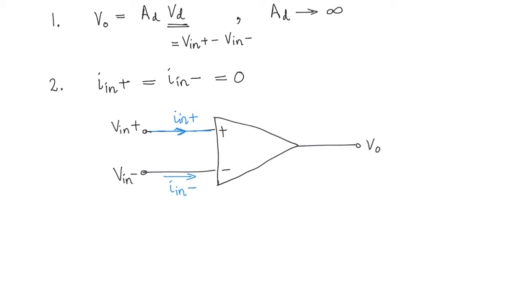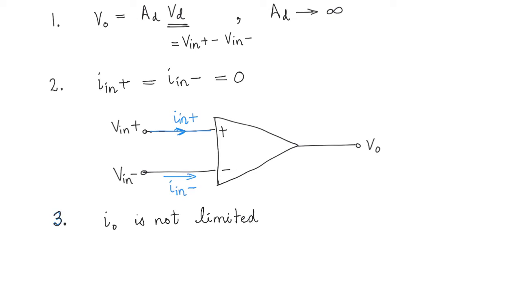The third characteristic of an ideal op-amp model, and this is the last one, is the fact that we'll assume that the op-amp can give as much current as is required. So I output is not limited. Okay. Now what is I output?